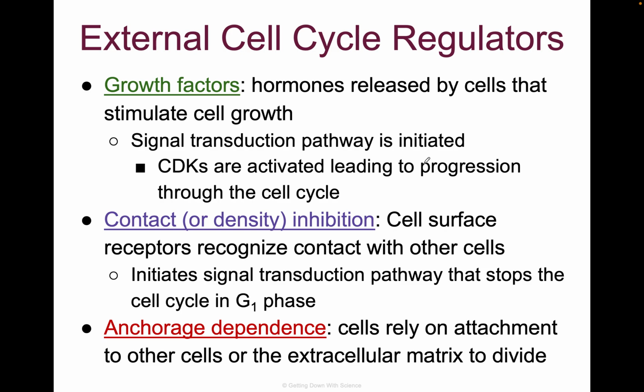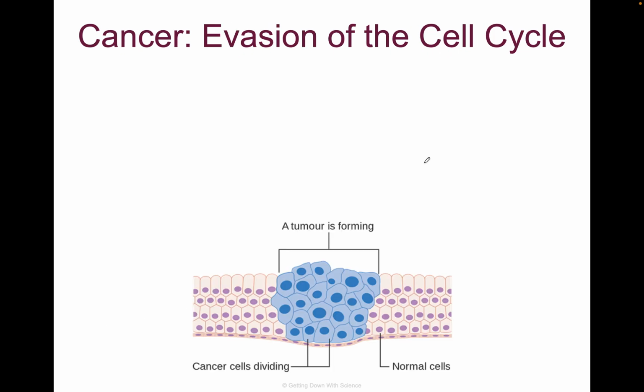And then anchorage dependence. So cells rely on attachment to other cells or an extracellular matrix to divide. So all of our cells are kind of attached to this extracellular matrix, right? And without that attachment, we don't get the signal to divide or to stop dividing. Another factor. So all three of these, if you disrupt any of these regulators within the cell, you get a tumor. So yeah, the genetics of cancer is fascinating. And it really has a lot to do with the cell cycle, the regulators, and mitosis.